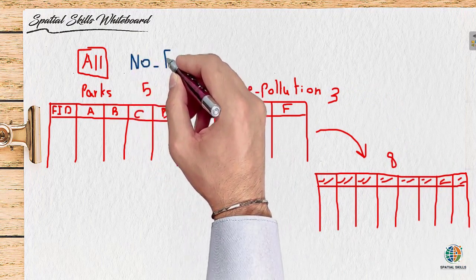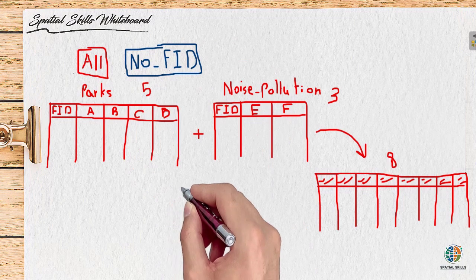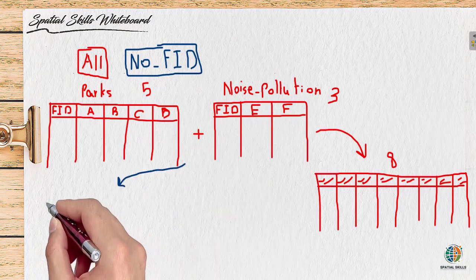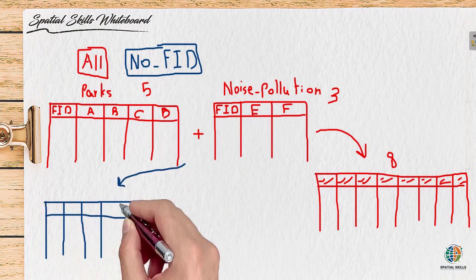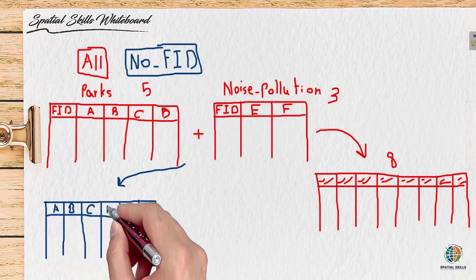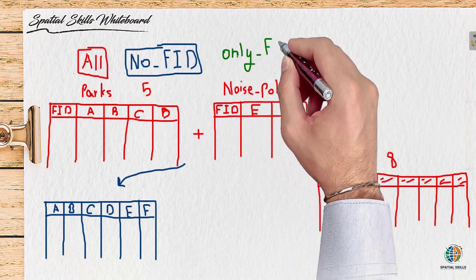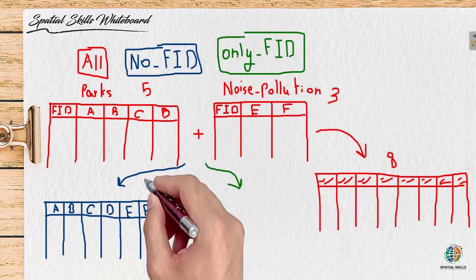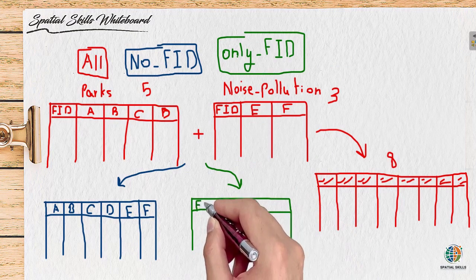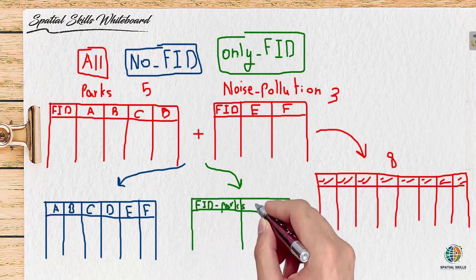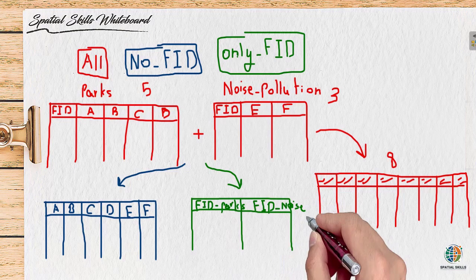NO_FID keeps all fields except the FID, the internal layer identifier. Useful when you don't want extra system fields in the output. ONLY_FID preserves only the FID fields from each layer. Use this when you only need the spatial relationship between layers and don't need to carry over attributes.